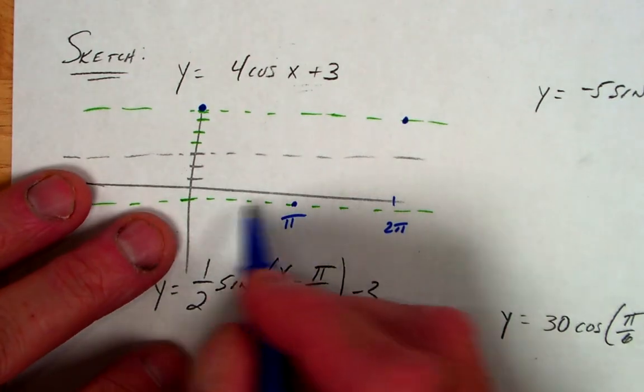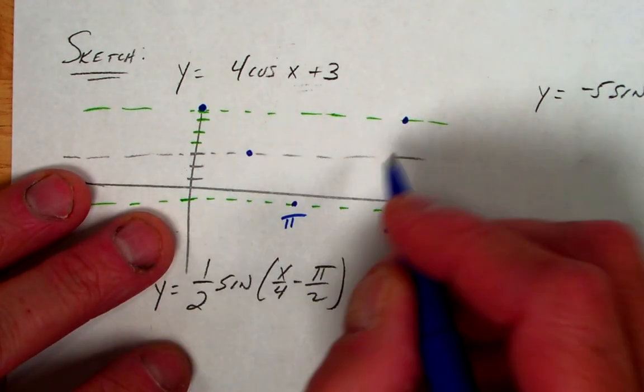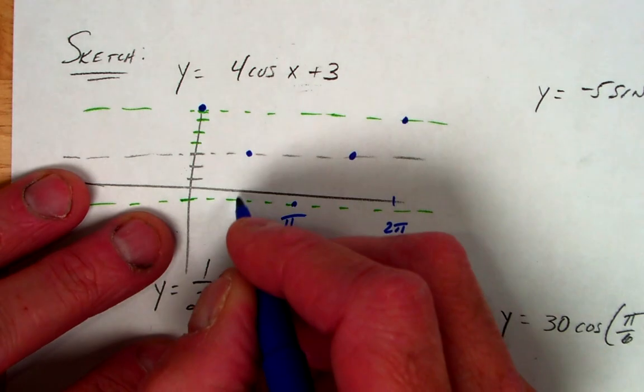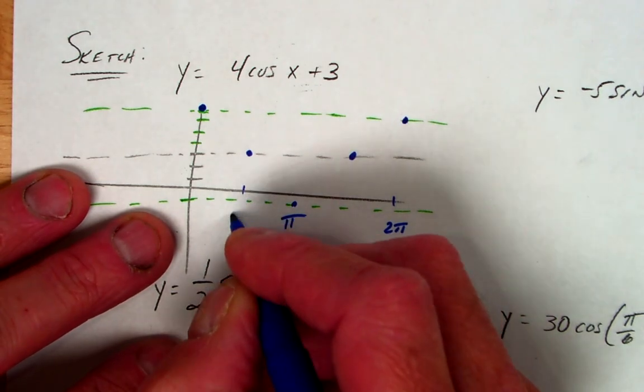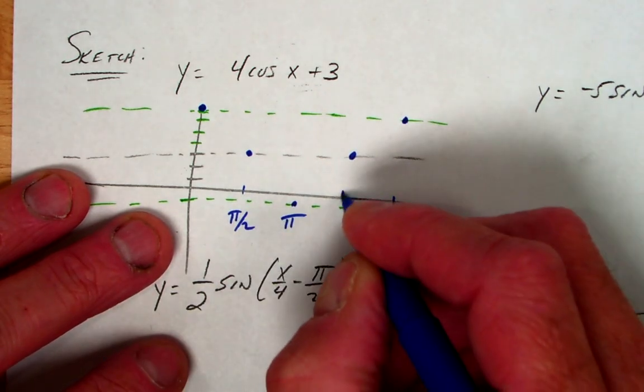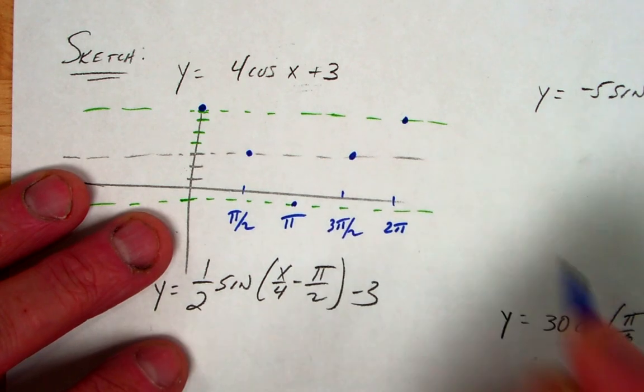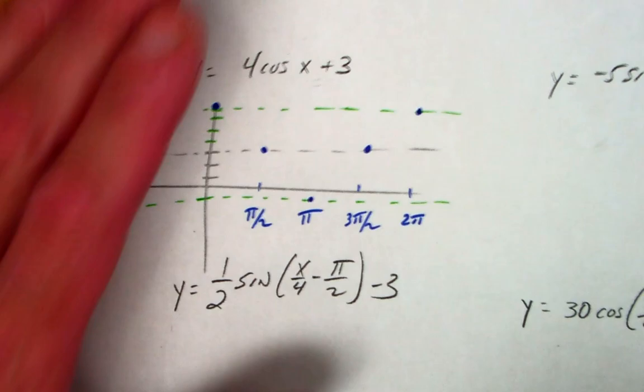And then in between there, it's going to be in the middle of those. So this would be at pi over 2, and this would be at 3 pi over 2. And then we just go ahead and sketch cosine.